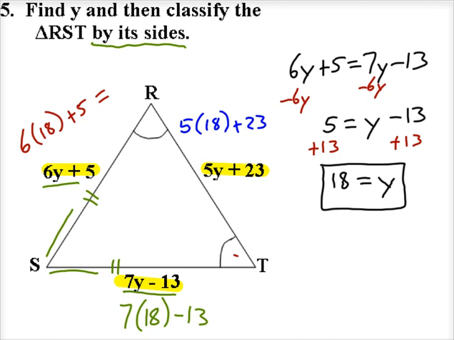So for each of these, 6 times 18 plus 5 is 113. 7 times 18 minus 13 is also 113. Not a surprise there because those are the congruent legs in an isosceles triangle. But this blue statement, 5 times 18 plus 23, is also equal to 113. And so what that tells me is all three of the sides are congruent to each other, and so triangle RST is not just isosceles, it's actually equilateral.